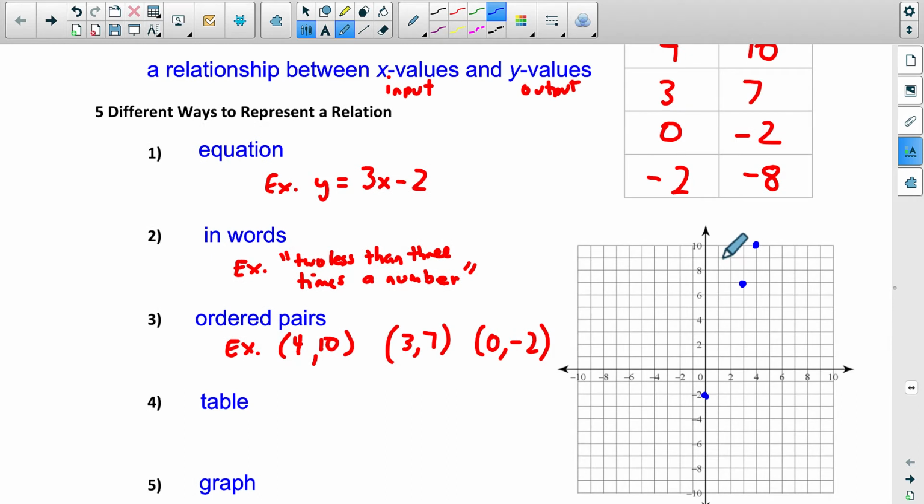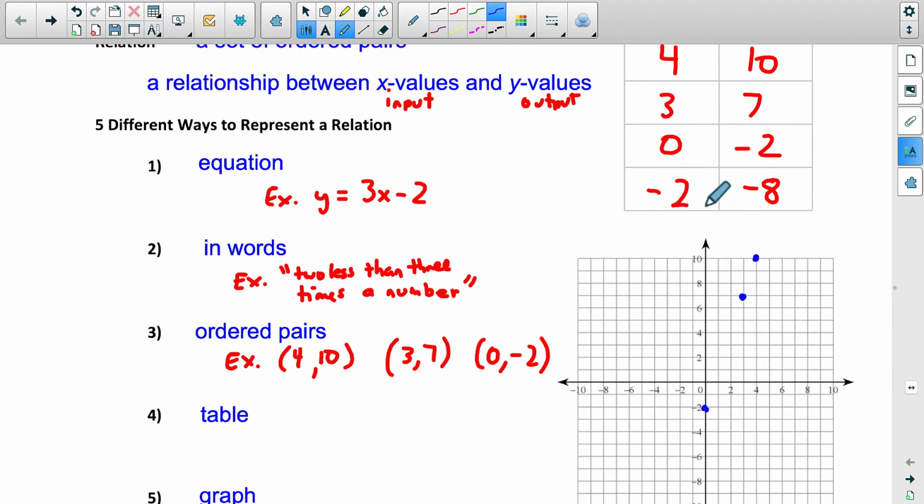And we kind of have another one, don't we? We have this negative 2, negative 8. We could also graph that. Negative 2, negative 8. 1, 2, 3, 4, 5, 6, 7, 8. There you go. What do you notice about those points?